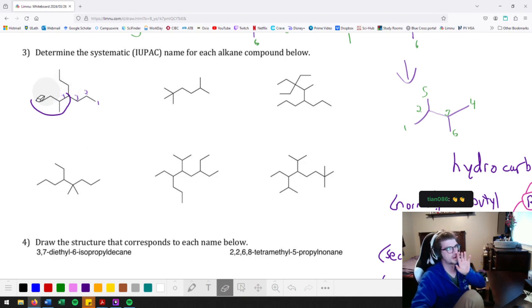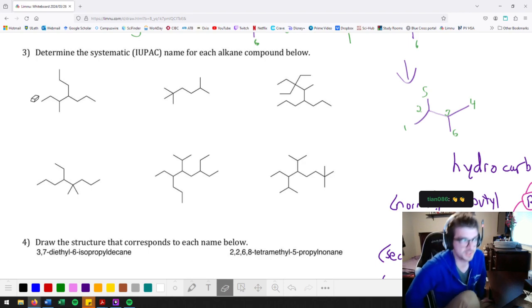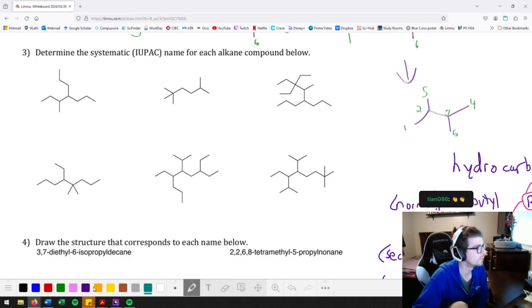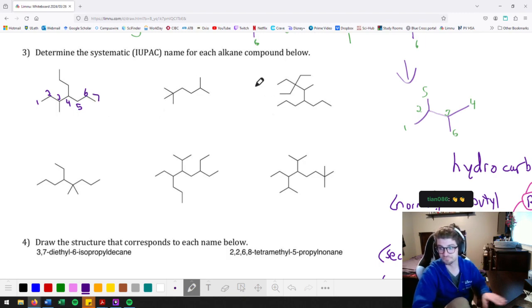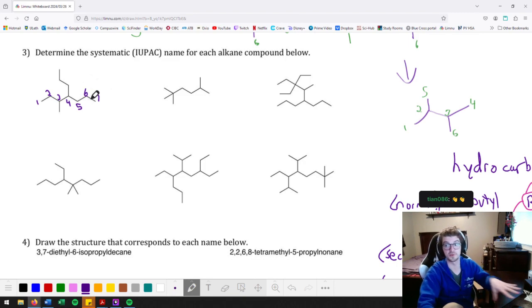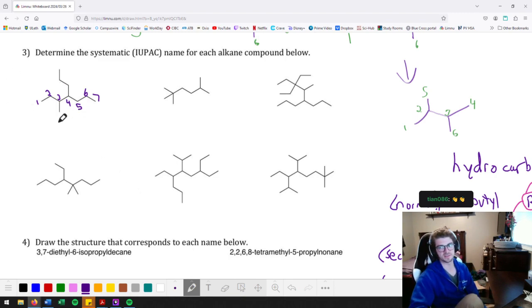Okay, so for naming this one, that's not going to be the correctest way to do it. So what we do instead is, if we start numbering from here, we go 1, 2, 3, 4, 5, 6, and 7. If we number it this way, now our substituents begin at carbon number 3. So this reduces the substituent numbers that we assign when we're going through and naming this stuff. So we will stick with this for now.